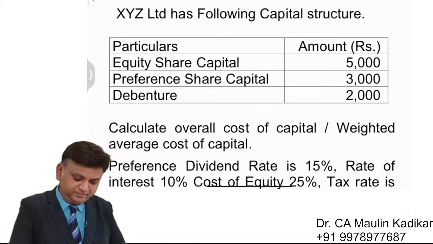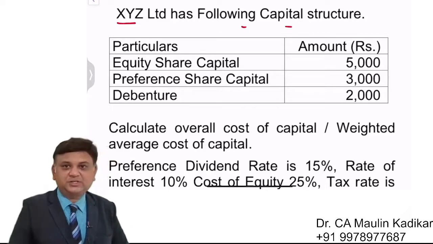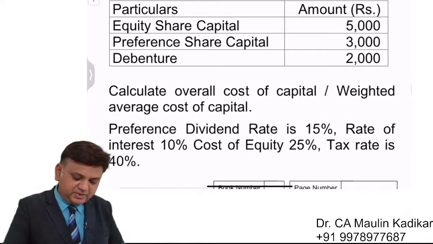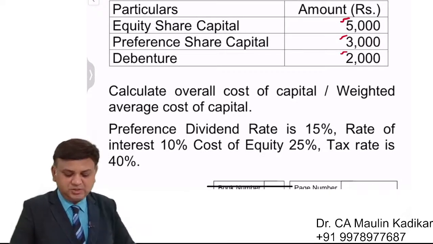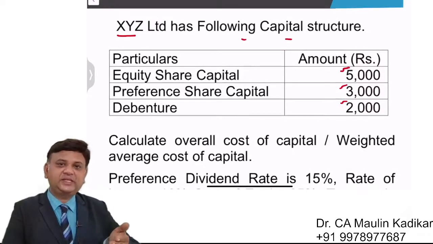Next question. XYZ Limited has the following capital structure. Information is given about equity share capital 5,000, preference share capital 3,000, and debentures of 2,000. So there are three sources of finance that the company has, from which it is financing the capital structure.